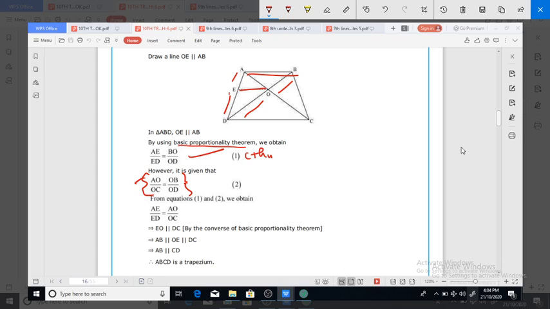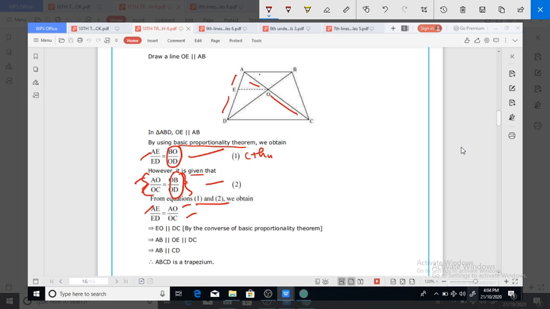Take this as equation 2. That is what they write here as the given condition. Observe this: from 1 and 2, OB by OD, OB by OD, the RHS are equal. Then the LHS also are equal. So AE by ED is equal to AO by OC. These two are equal.